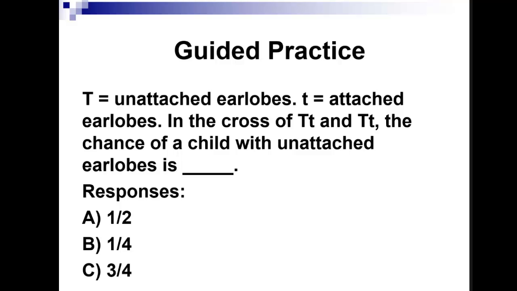Do not advance to the next slide until you have made your best attempt at this question. In the question, it tells you that unattached earlobes is dominant and attached earlobes is recessive. In the cross of 2 heterozygotes, what are the chances of having a child with unattached earlobes? Is it A, 1 out of 2, B, 1 out of 4, or C, 3 out of 4? You may pause this tutorial until you have the opportunity to answer the question.